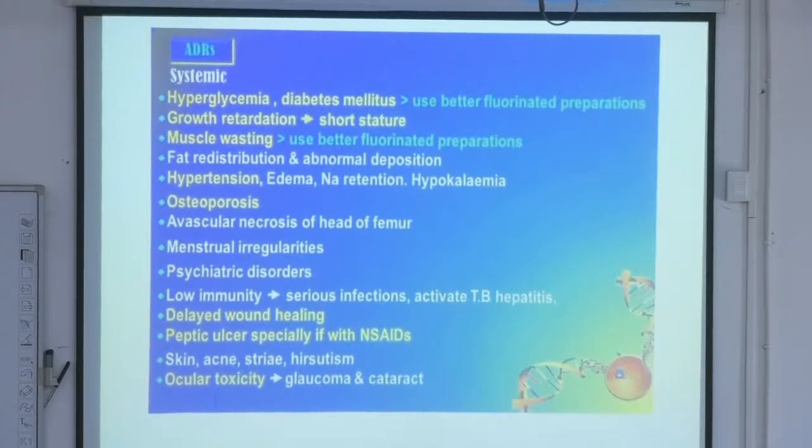And remember that those who are on steroids for a long time have delayed wound healing and low immunity. So there can be activation of latent TB and hepatitis. And very important from an ocular point of view, there is a chance of development of early cataract and a chance of development of glaucoma because of steroids. These are very important side effects of steroid. Glaucoma and cataract, early cataract and glaucoma.